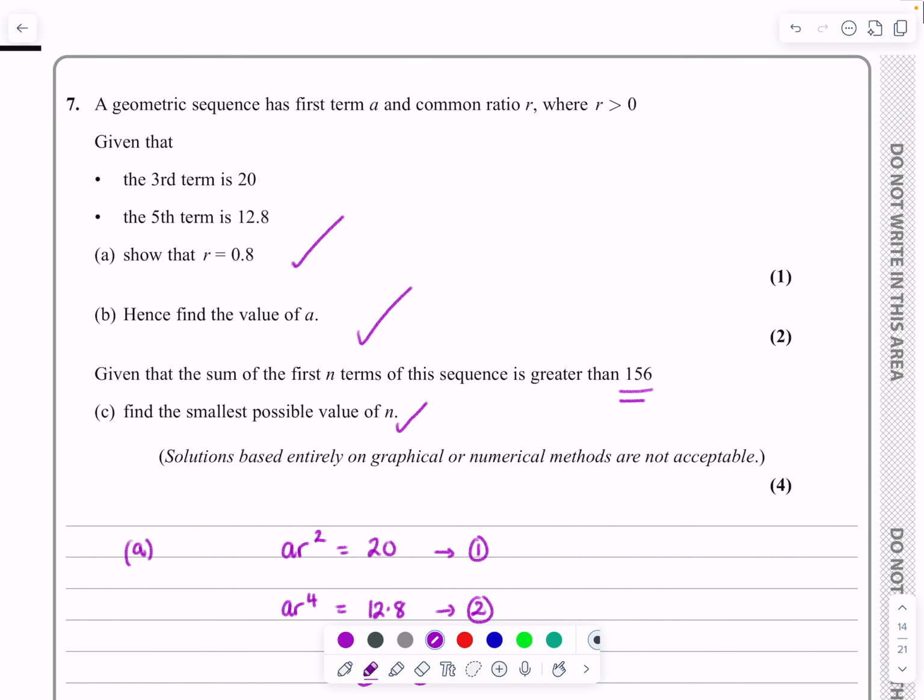Okay, so that's number 7 done. Hopefully that's relatively straightforward and makes sense to you all.